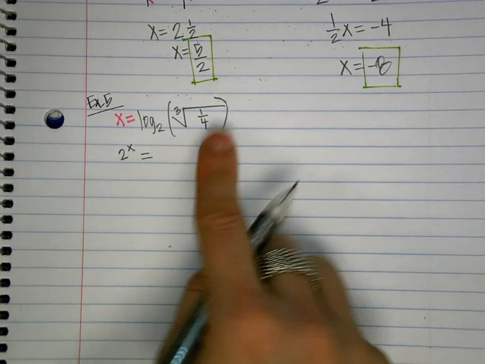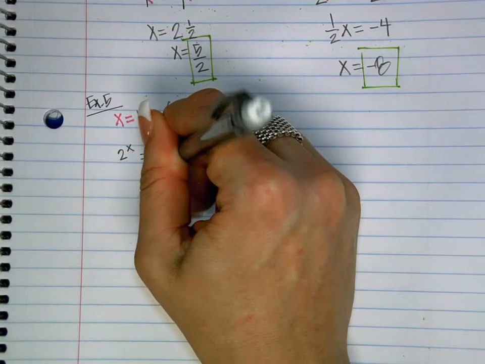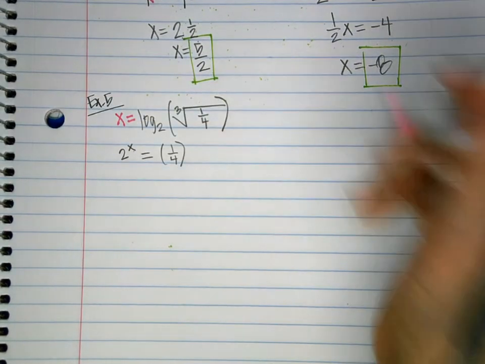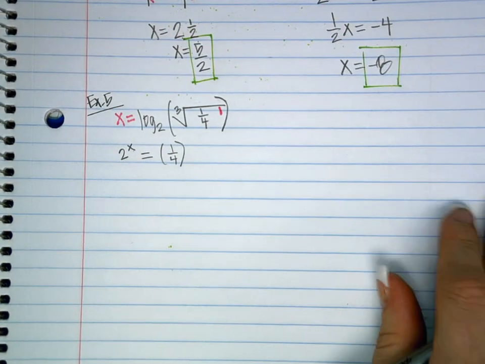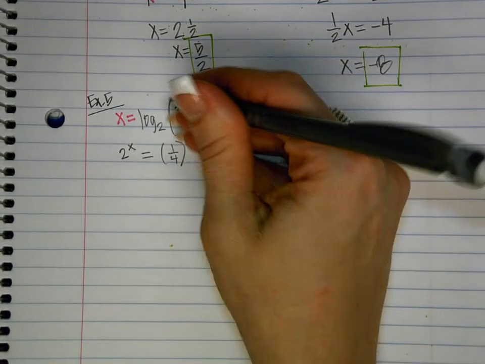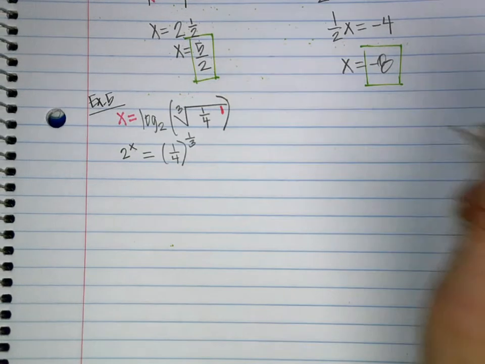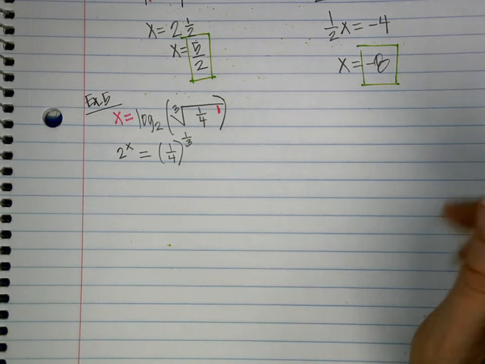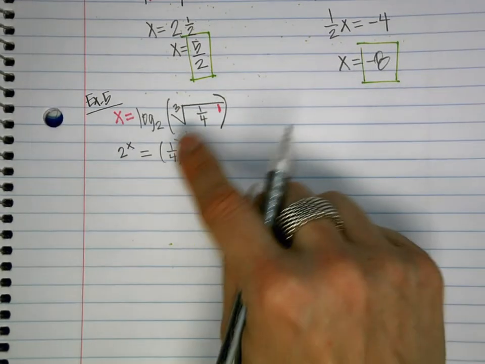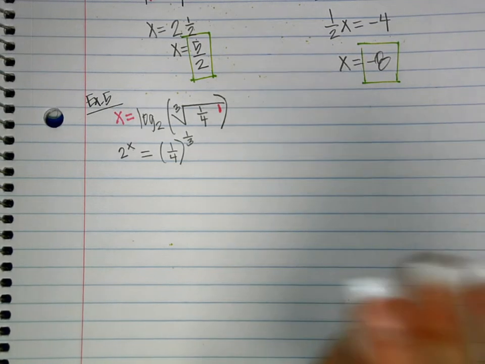First up, how would I write the 1/4? What is the power on 1/4 right here? Power of 1, root of 3. So this is really 1/4 to the 1/3 power. Do we agree? Power of 1, root of 3. Do not multiply these together. They're not supposed to be multiplied.